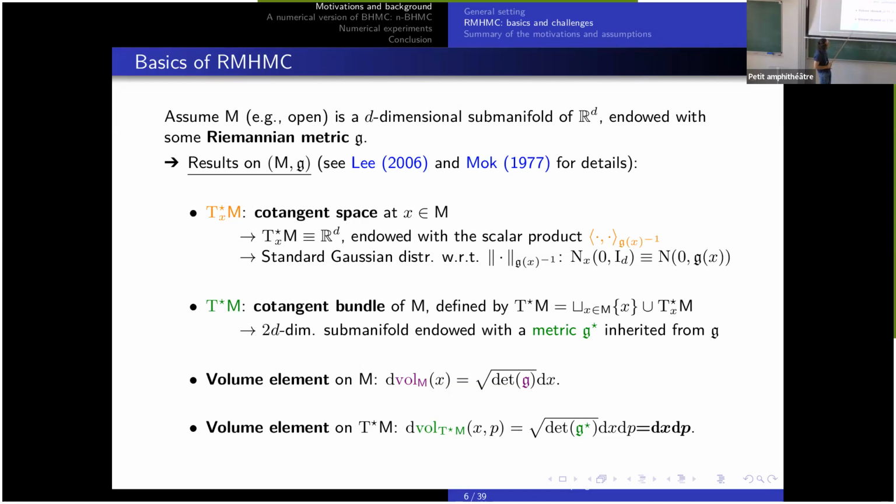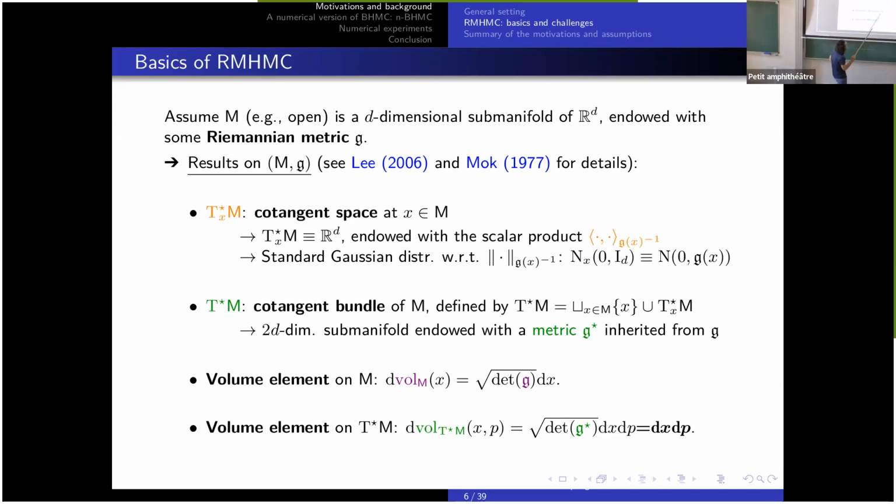Now, if I start with a metric on my manifold M, what does it mean to be a metric? It means that you have a scalar product on any tangent space at every point of your manifold, and this metric evolves smoothly across your manifold. Based on this metric, on your cotangent space at a given point X, you can identify this time on R^D the scalar product with the positive definite matrix given by the inverse of the metric. On the tangent space, the matrix defines the scalar product associated with the symmetric positive definite matrix G of X. This time, since you handle the dual, you end up with the inverse of this matrix.